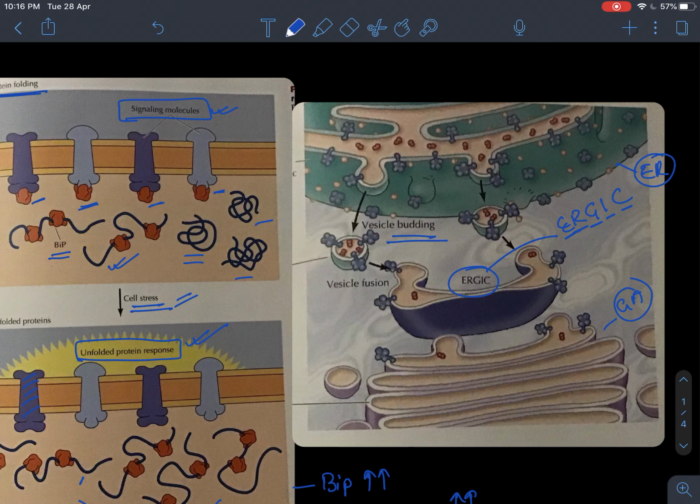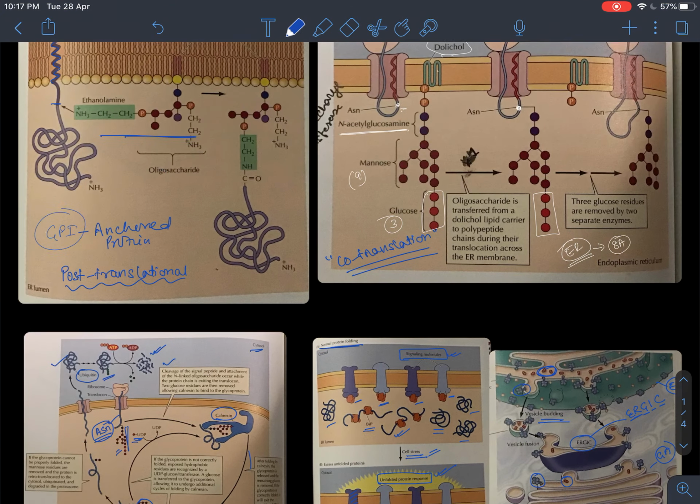Luminal endoplasmic reticulum proteins are taken up by the vesicles and released into the lumen of the Golgi, and membrane proteins maintain the same orientation in the Golgi as in the endoplasmic reticulum. So membrane protein will be transported to the membrane of the Golgi, and cytosolic protein or luminal protein from the endoplasmic reticulum will be transported into the lumen of the Golgi. So this is how the whole protein sorting happens.